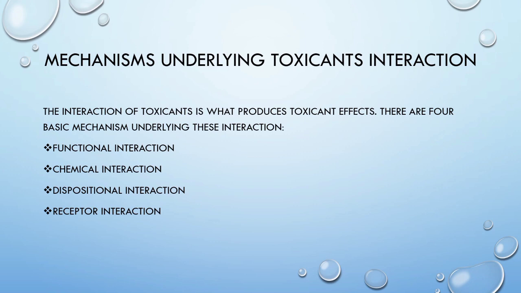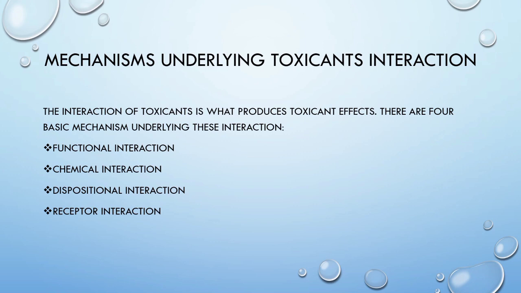Now a chemical interaction is when one of these chemicals combines with another to become more or less toxic. An example we have is EDTA, which is a chelating agent, which combines with lead to reduce its toxicity in the body, and it combines with toxic metals.